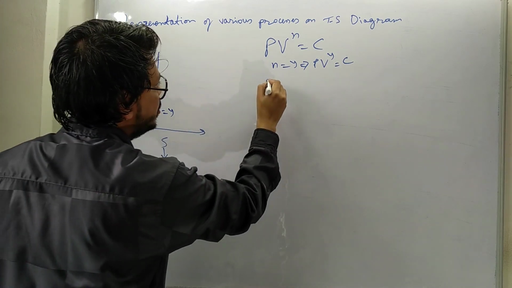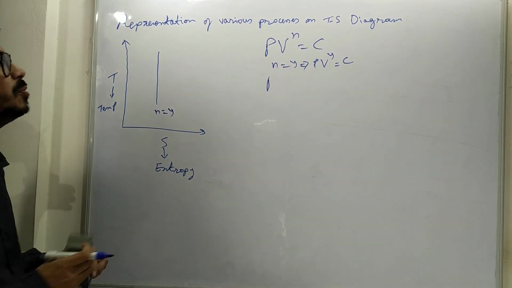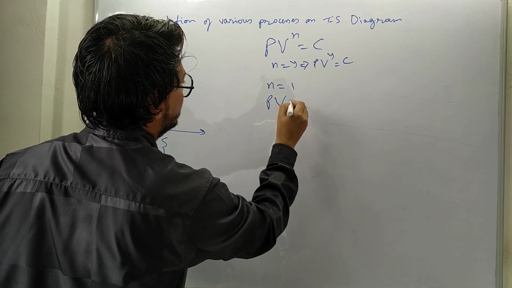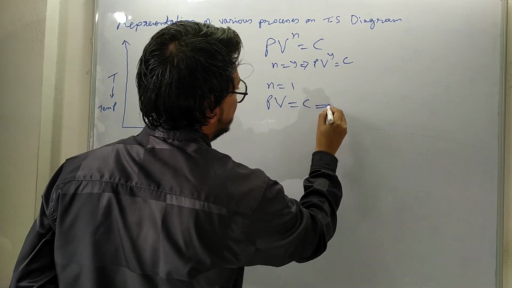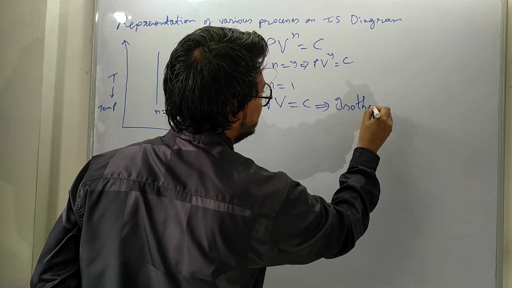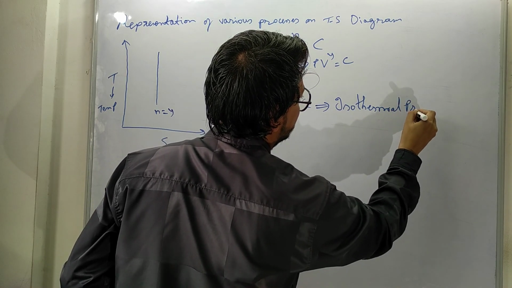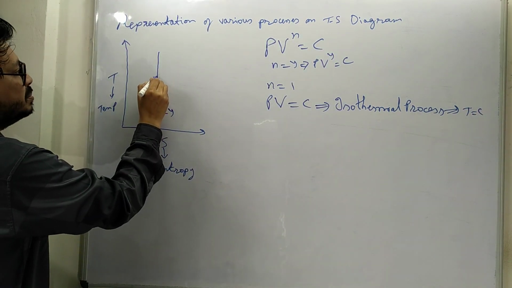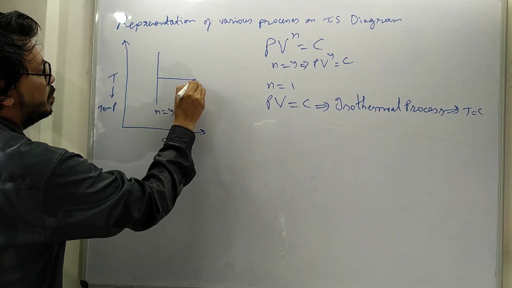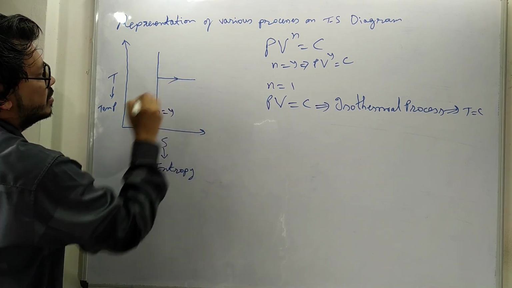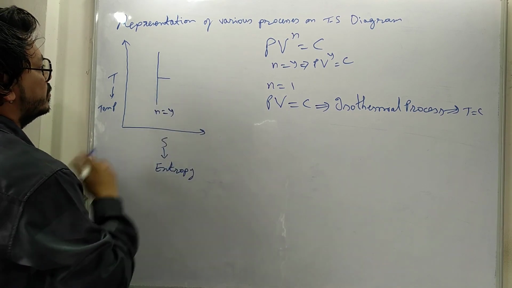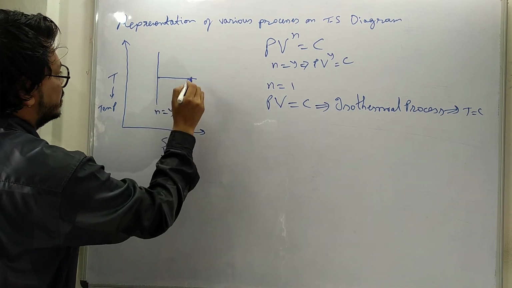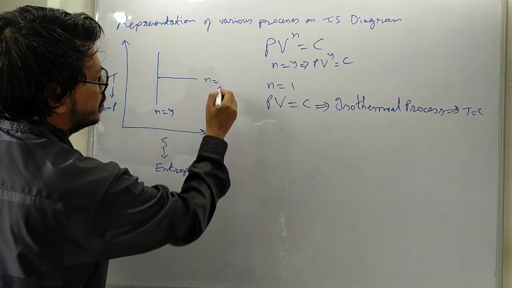Now if we put n equals to 1, we get PV equals to constant. This implies this is isothermal process, we have already seen in previous class. This implies T equals to constant. T equals to constant means we will have a straight line parallel to the S axis, this one. This line represents isothermal process, n equals to 1.